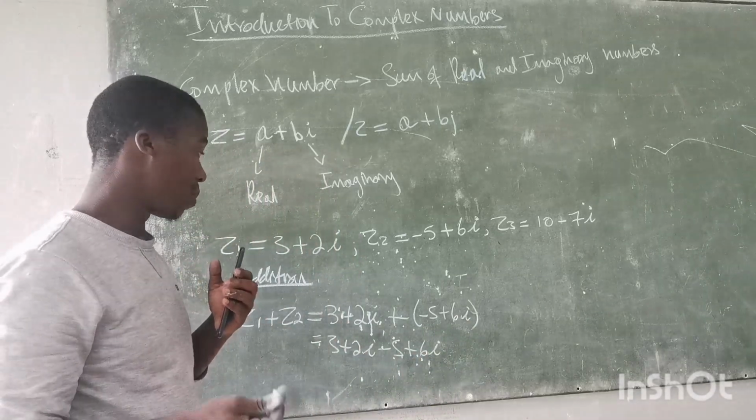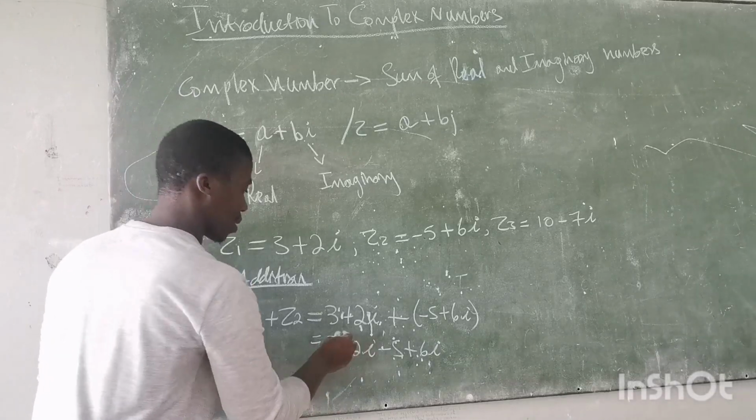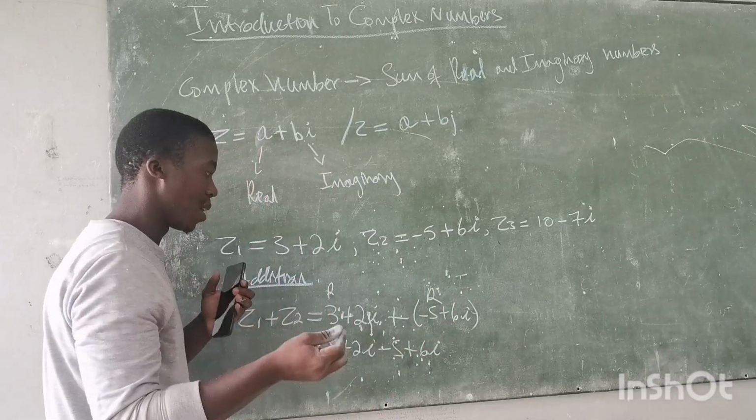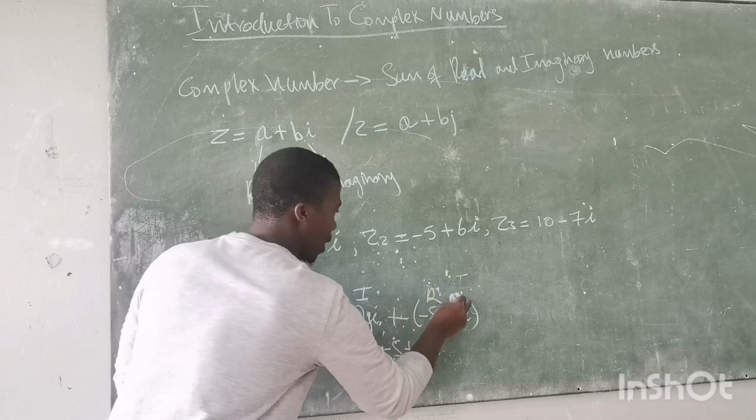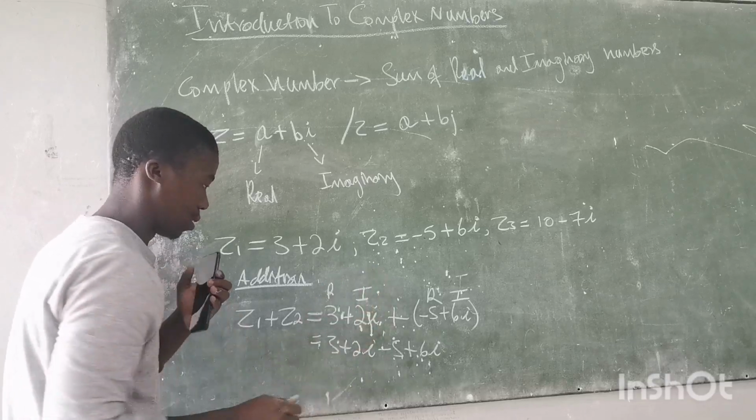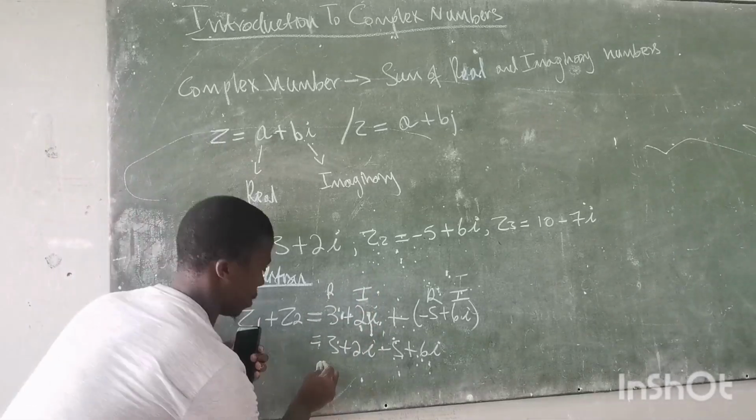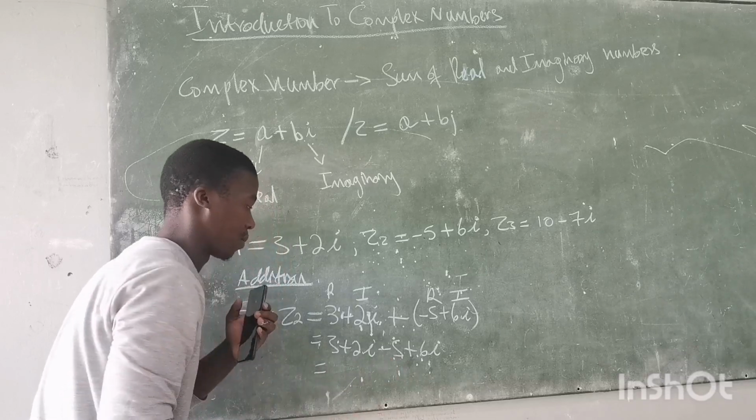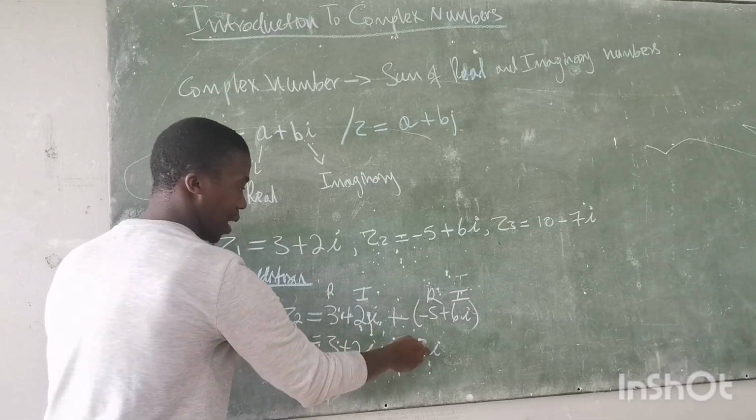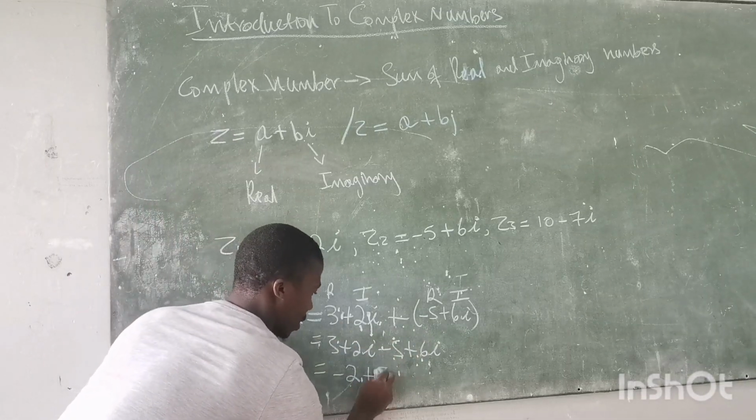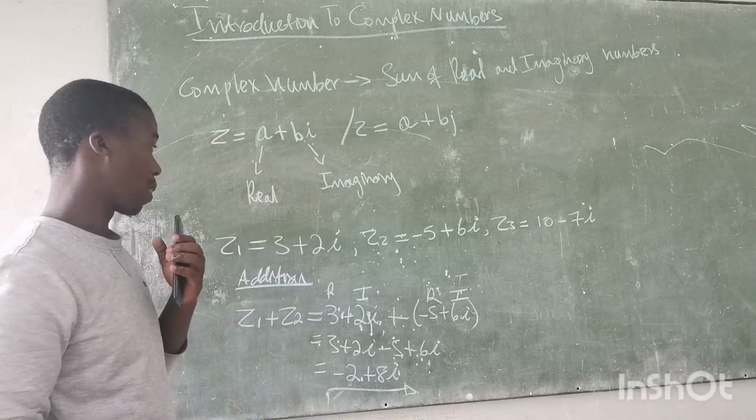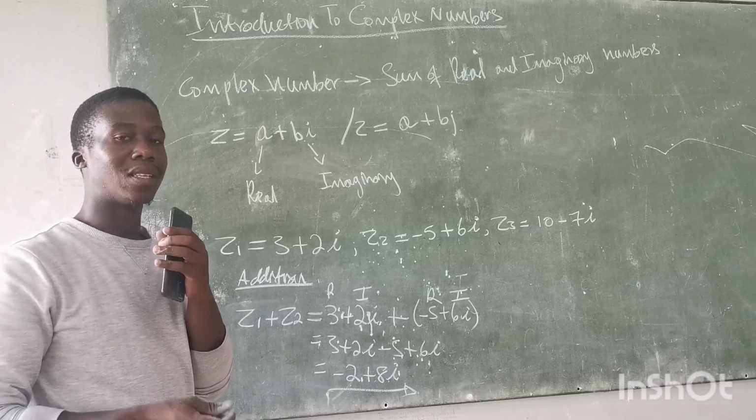Now, same method we used earlier. Real parts, we have 3 and negative 5. Imaginary parts, we have 2 and 6. We spot them by looking at this i for imaginary. Then 3 minus 5 is going to be negative 2. Positive 2i plus 6i is going to give us 8i. So this is how you add complex numbers.